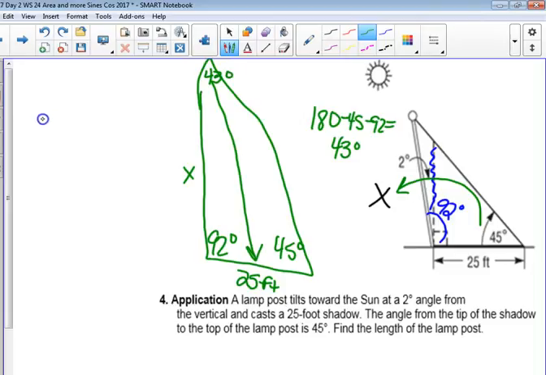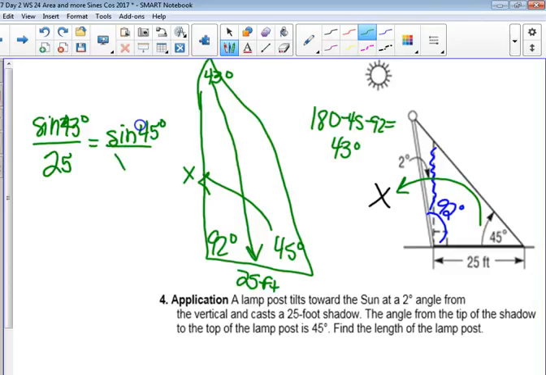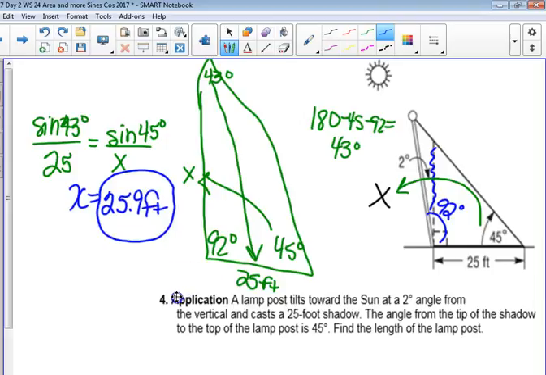Okay, so now we can set up the sine of 43 is across from 25 feet in the same way the sine of what? 45 is across from X. So the angle is just a little bigger, so it should be just a little bigger than 25, I think. Someone else getting that? Label? Everybody okay?